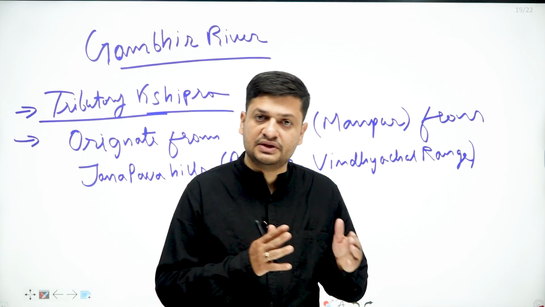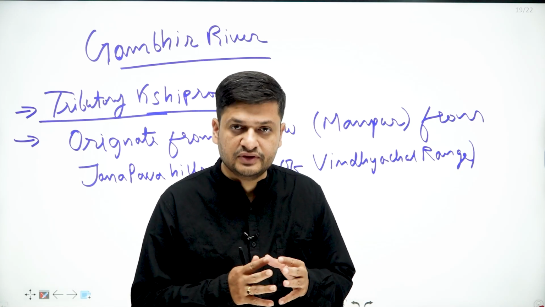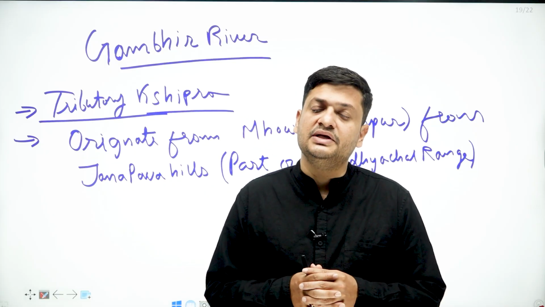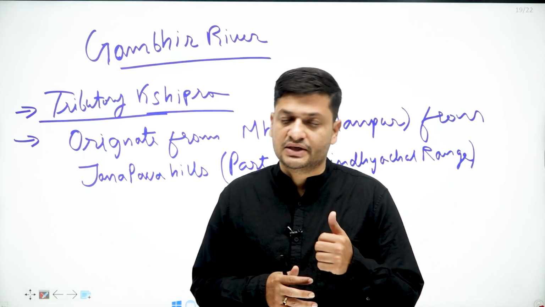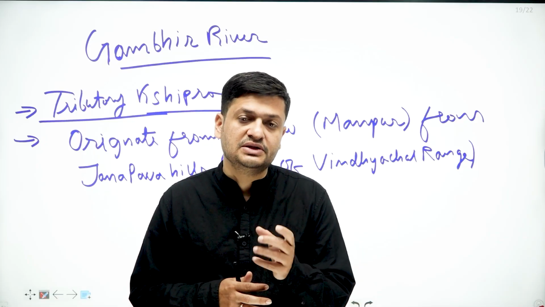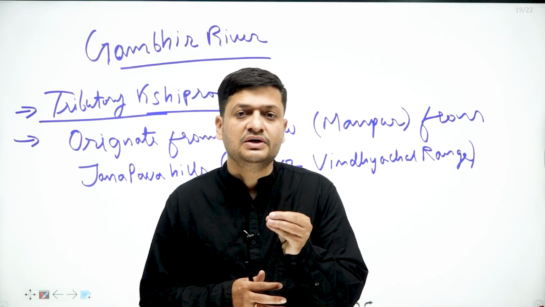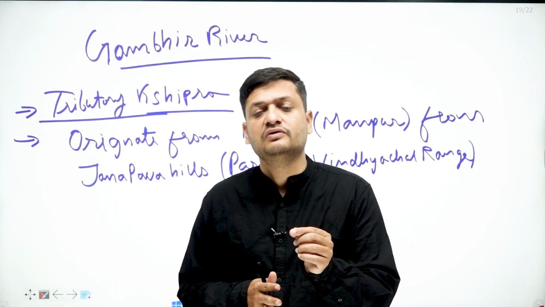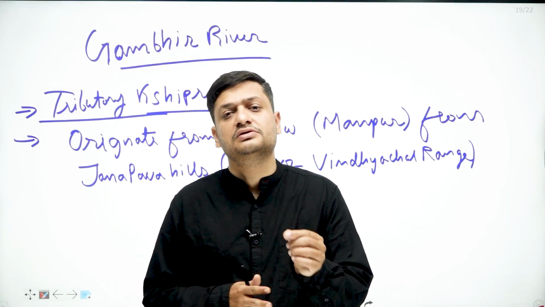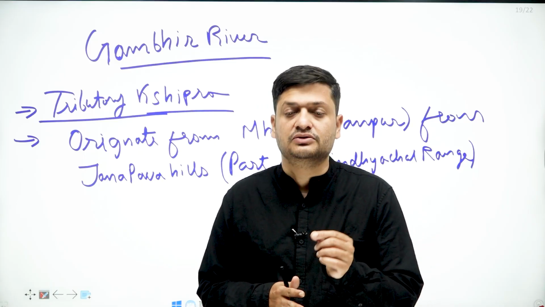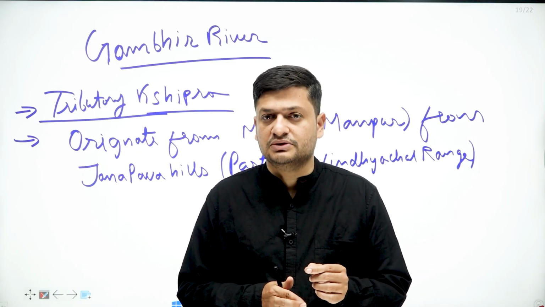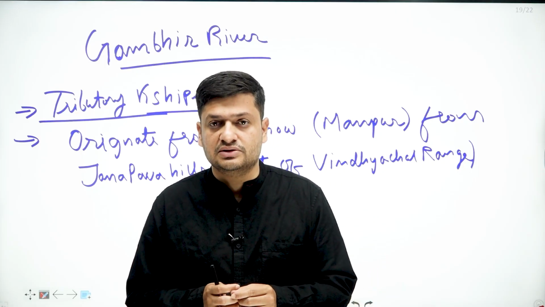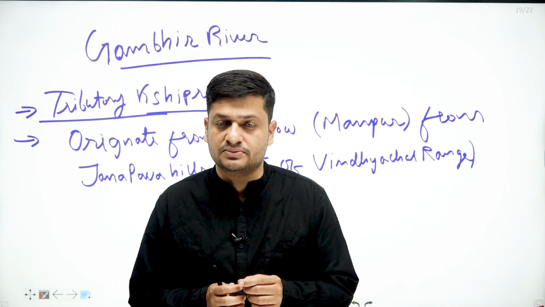In the same way, in the western part of Madhya Pradesh, from the Vindhyachal range in Janapava Hills, we can find that three rivers emerge. I am telling you again because it can be asked in your examination: they are the Chambal River, Gambhir River, as well as the Mahi River. And the Mahi River has a special feature, because it crosses the Tropic of Cancer two times. We have studied the Mahi River basin in our previous lectures. Hopefully, you are understanding all those facts.